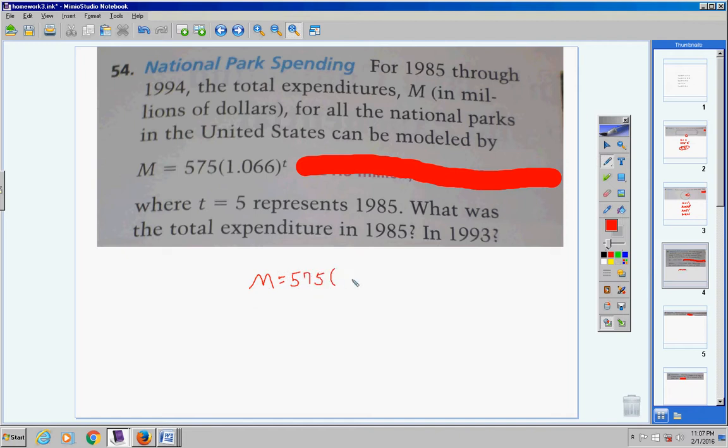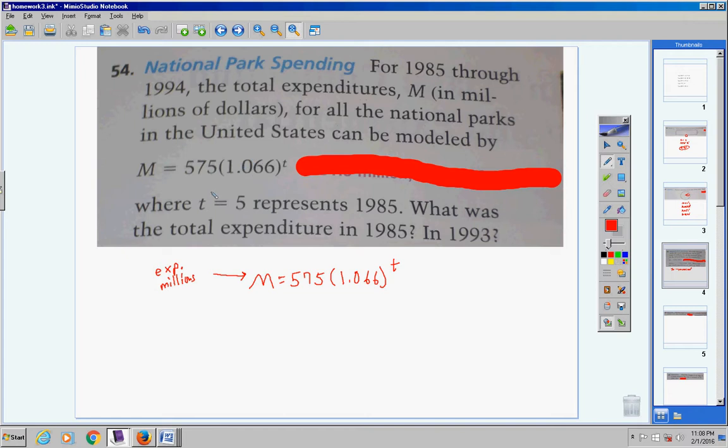Here's your equation right here. And let's read the problem carefully. For 1985 through 1994, the total expenditures M in millions of dollars. So this M right here would be your expenditures in millions. Okay, don't forget that. Total expenditures for all the national parks in the U.S. can be modeled by this right here.